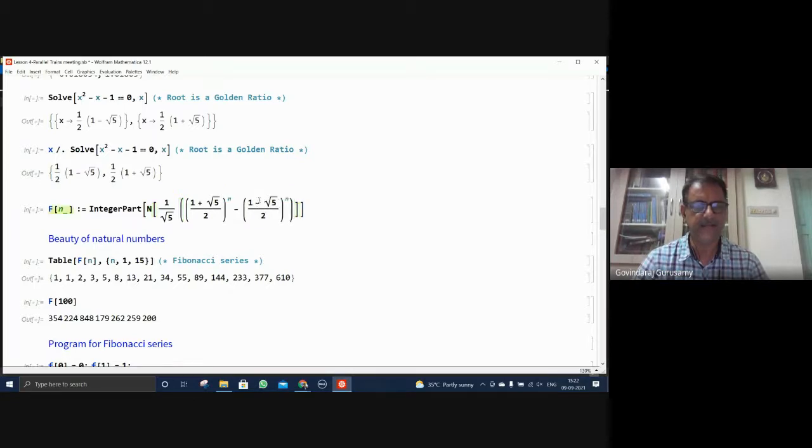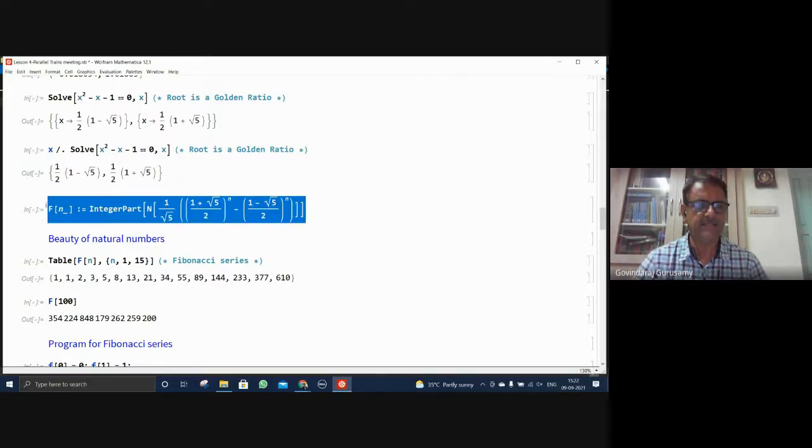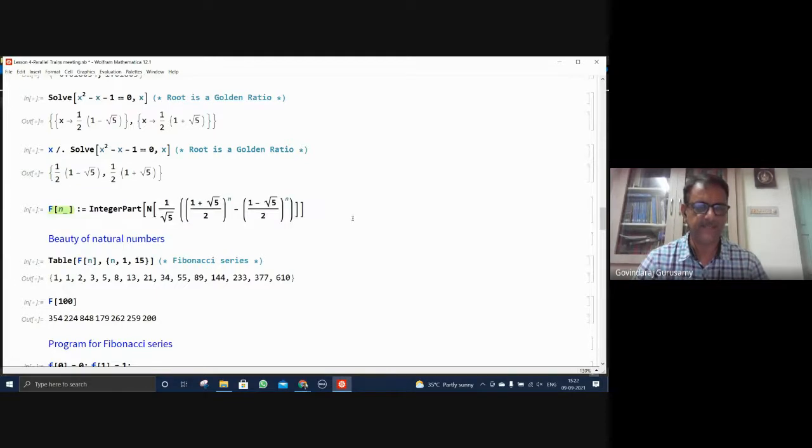Where is the n? And get the number numerically and take the integer part of it. That is being defined as fn. So this is the function which I have defined like this. We will see the purpose of that. Is it clear for all of you?